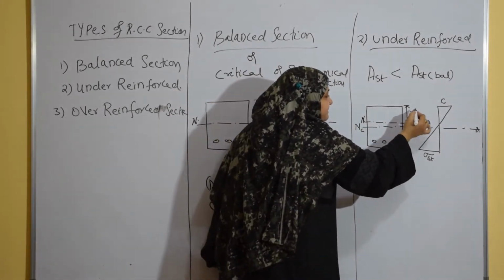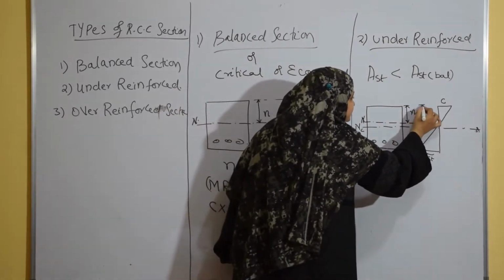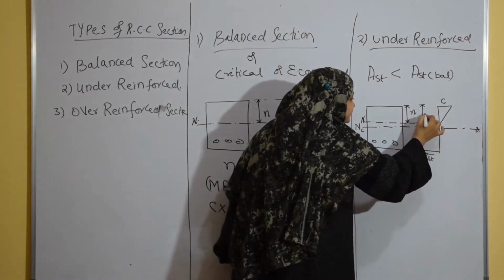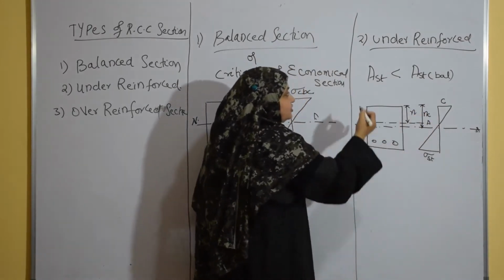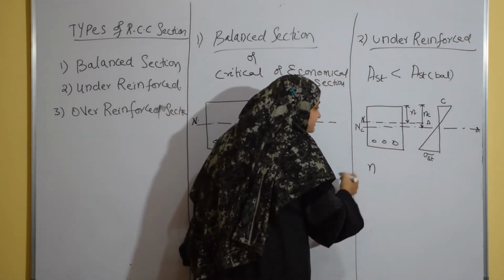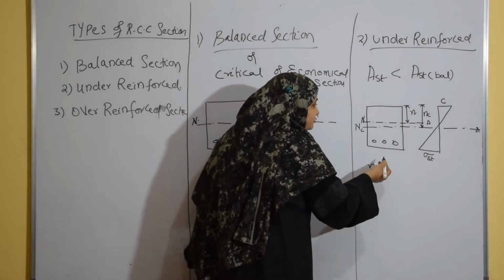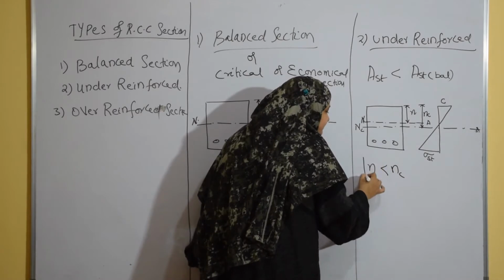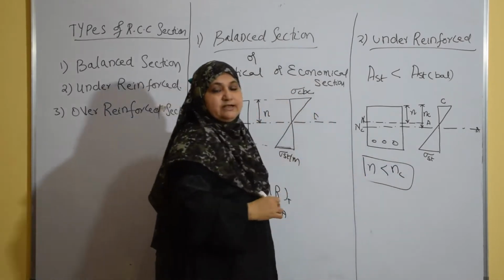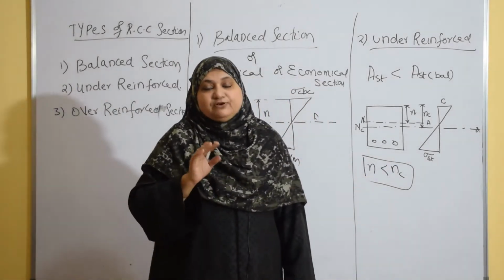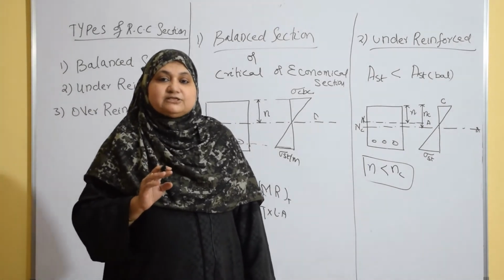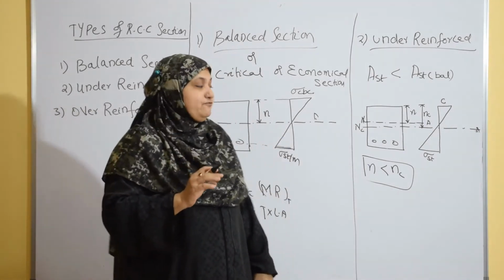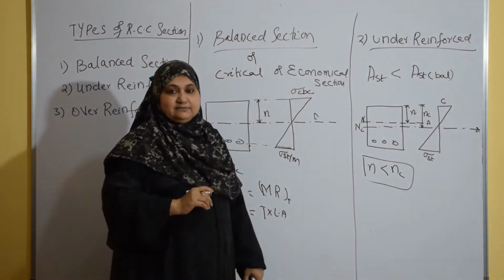We are representing it by N, whereas this is the neutral axis of a critical section or a balanced section. So you can see in an under reinforced section, the actual neutral axis is less than the critical neutral axis. The three points to remember: first, the amount of steel in an under reinforced section is less than that required for a balanced section.